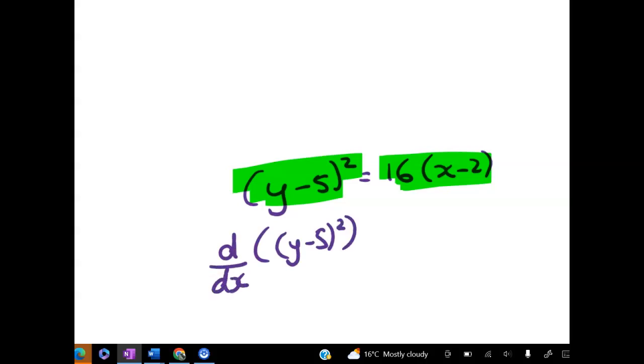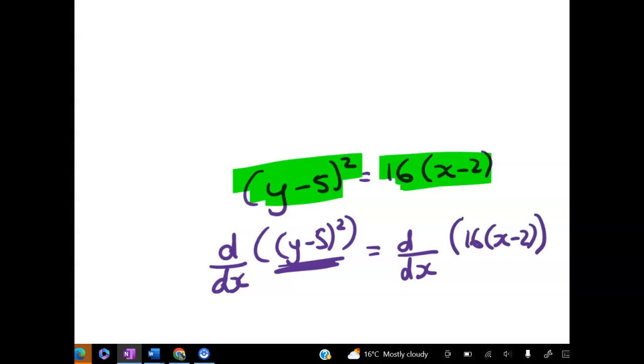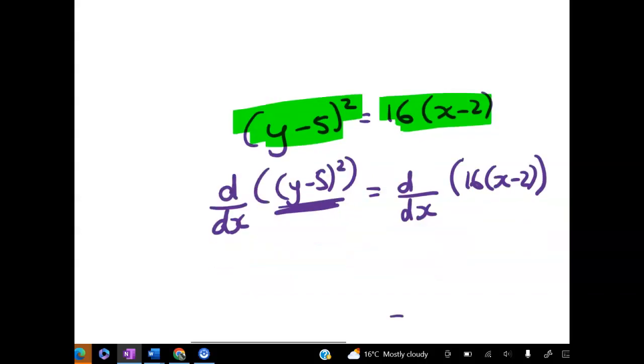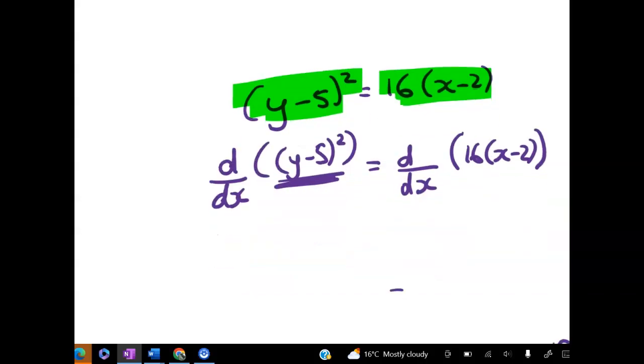So what I'm doing when I do implicit differentiation is I'm saying, let's find this d blah, blah, blah by dx. So when there's a little change in x, what happens to (y minus 5) squared? And that will be the same as when there's a little change in x, what happens to 16 times (x minus 2)? Right, so when we differentiate this, we can't directly differentiate this with respect to x, but we can differentiate it with respect to y.